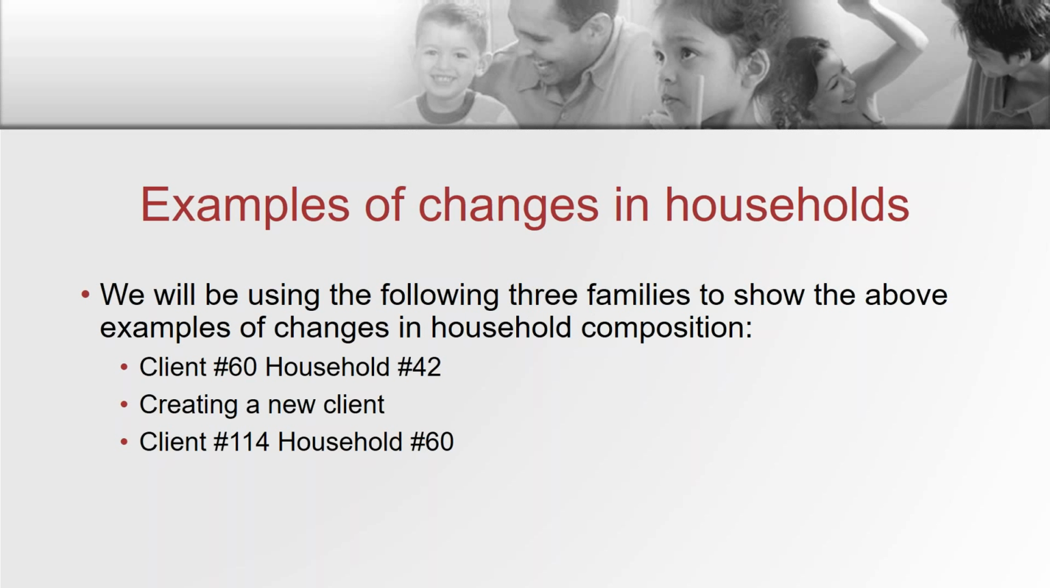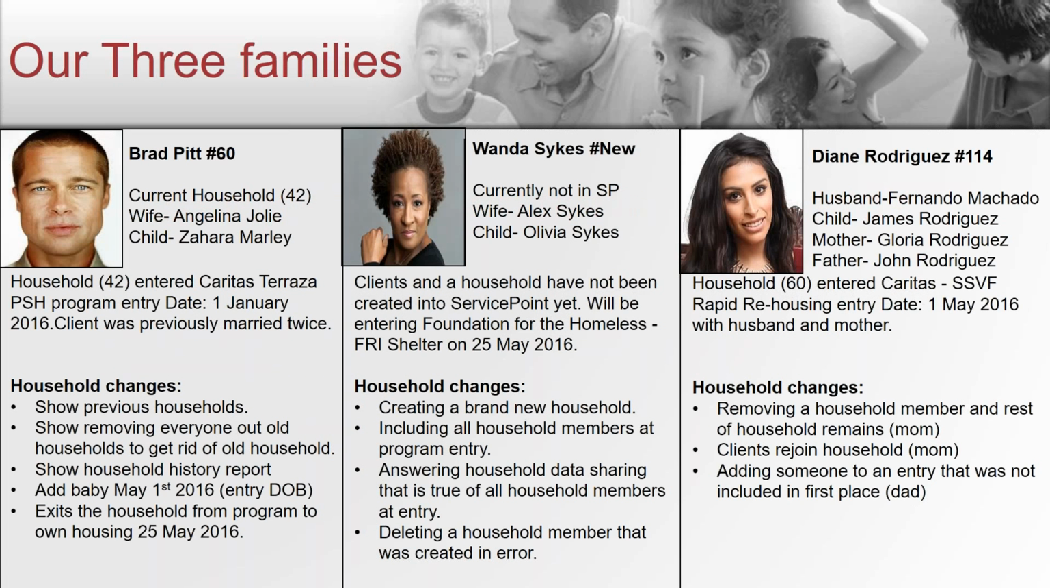I'm going to be using the following 3 families to show the above examples of changes in household composition. So we're going to use client ID, they have a household already established, or client 60. We're going to create a new client and their family, and then client 114 with their household as well. So these are the 3 families that we're going to be working with.